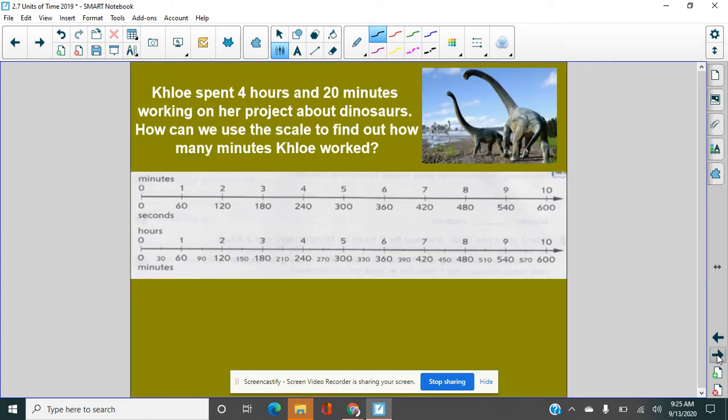What about this? Chloe spent 4 hours and 20 minutes working on her project about dinosaurs. How can we use the measurements? How can we use the scale to find out how many minutes Chloe worked? So she spent 4 hours and then 20 extra minutes. What do you think?